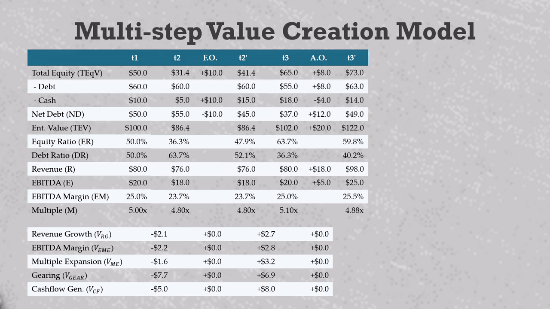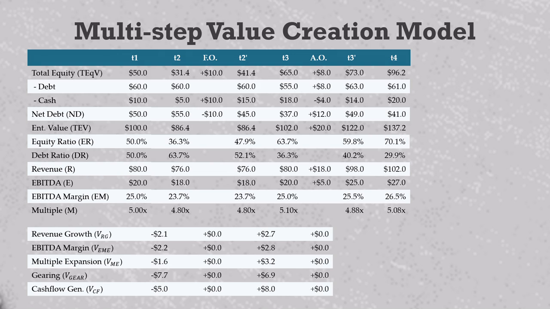Alright, time has gone by again. At T4, revenue and EBITDA have increased to 102 and 27. The valuation multiple moves up a bit to provide an enterprise valuation of 137.2. Also, the company pays down 2 of debt and adds 6 of cash to the balance sheet, so net debt goes to 41. This takes total equity to 96.2 and provides the following capital structure ratios. Equity value creation from this step is 23.2, the difference between 73 and 96.2. And using the math that we showed before, it's made up of the following value drivers.